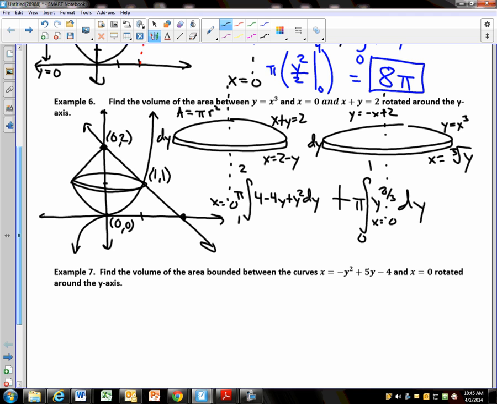For the sake of time, can we just leave that? We know how to do definite integrals; we've been doing them for a long time, haven't we? You guys know how to do the definite integral, right? Setting it up is the key.